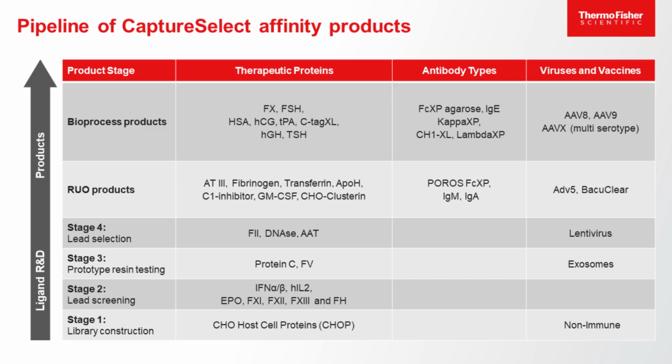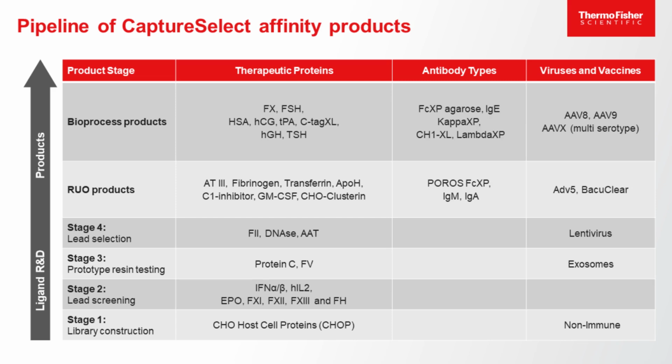where we have got libraries. So for example, we've got a library against host cell proteins. And on the right-hand side, you can see a non-immune library, which we employ very often for viruses and vaccines. And if you then move up to the top, you can finally see our commercial processes. So on the left-hand side, therapeutic proteins, in the middle, the antibody types, and on the right-hand side, the solutions we have for viruses and vaccines.